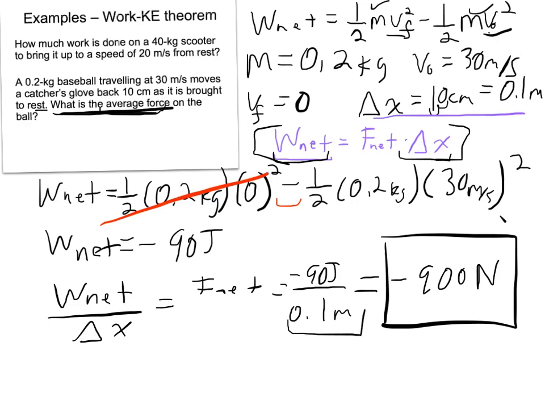Dividing by 0.1 is the same as multiplying by 10. It's like dividing by 1 over 10. You multiply by the reciprocal of the fraction. So the average force applied, or the net force applied, was negative 900 newtons to bring that ball to rest. We could have also solved that problem by finding acceleration using displacement and change in velocity, and then multiplying by its mass. But you just saw another way that the work-kinetic energy theorem is useful.